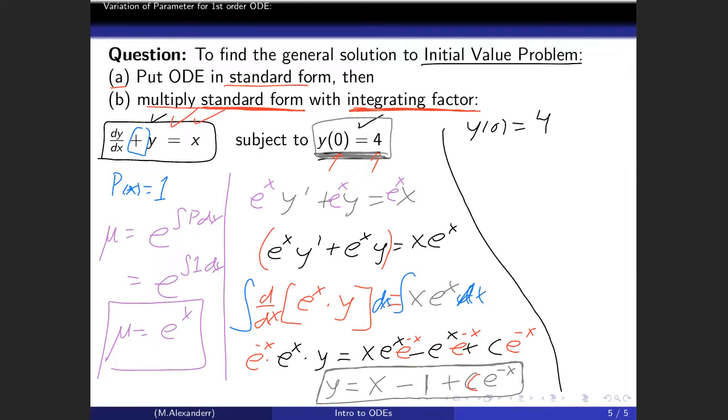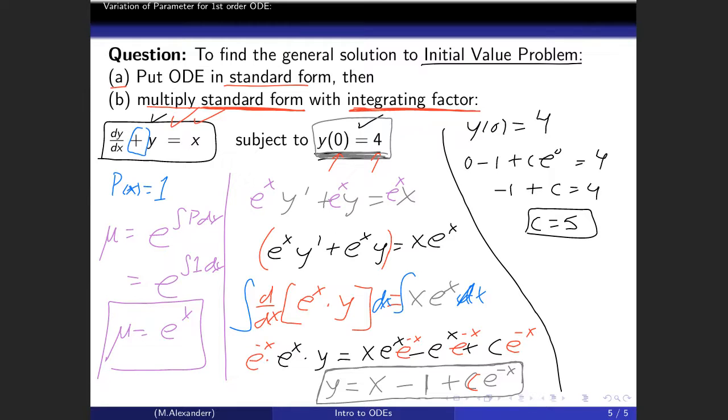And so plugging 0 into the function that we just got, this is going to be 0 minus 1 plus c e to the 0 is equal to 4. And so this becomes negative 1 plus c is equal to 4, or c is equal to 4 plus 1, which gives you a 5 here. So that gives you the value for c.